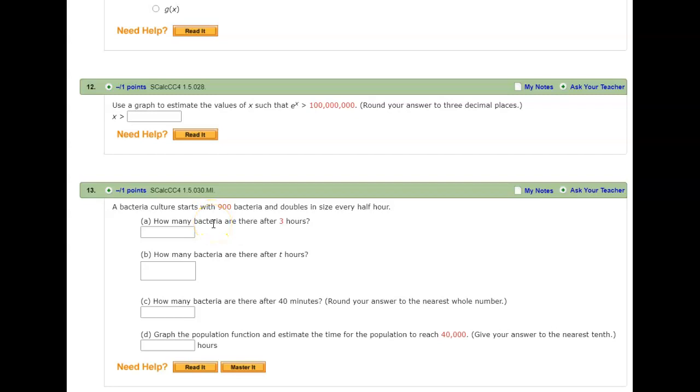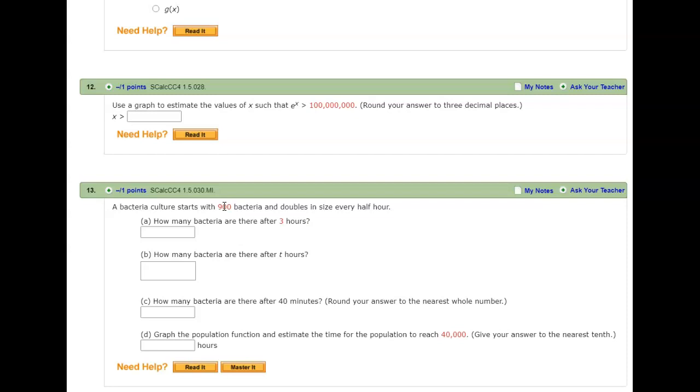Number 13 is about exponential growth. So we're looking at exponential functions. A bacterial culture starts with 900 bacteria and doubles in size every half hour. So that means that 900 times 2 would be 1800 is what happens a half an hour from now. So I could continue that process for the 3 hours, which means I do 900 times 2 times 2 times 2 times 2. So we'd end up with 3 hours later. Need to put enough 2's in.